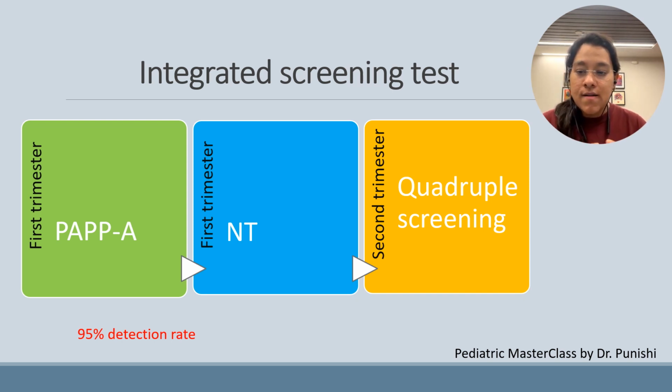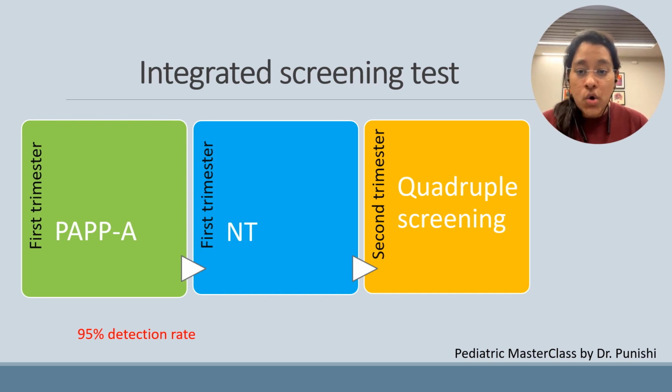But on the other hand, it's a little difficult to do in the real world scenario because you need to have repeated follow-ups with the mother with the first trimester screening, second trimester. So it's not a very widely used screening test, but definitely the detection rate is as high as 95%.